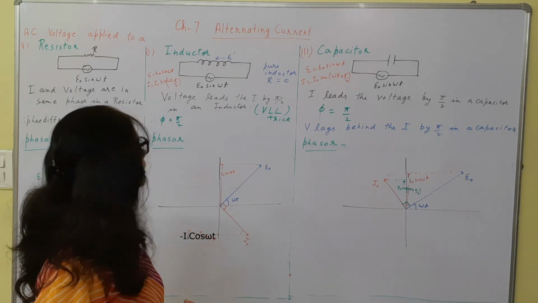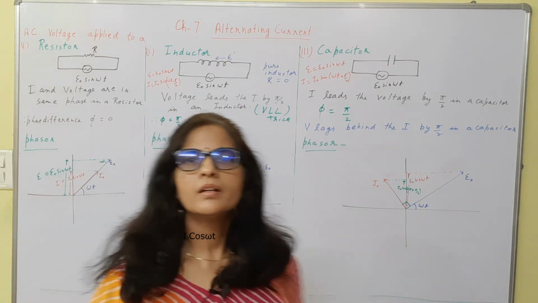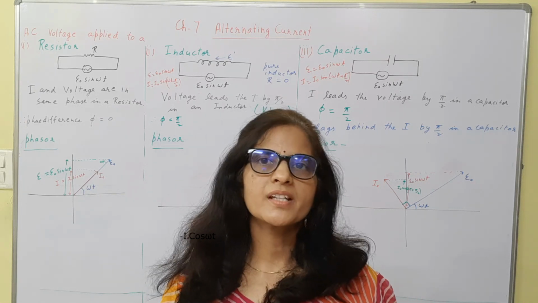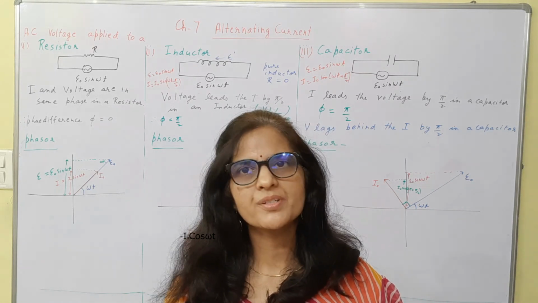So this was all about the phasor, the graph, and the phase difference between the voltage and current for a resistor, capacitor and inductor.